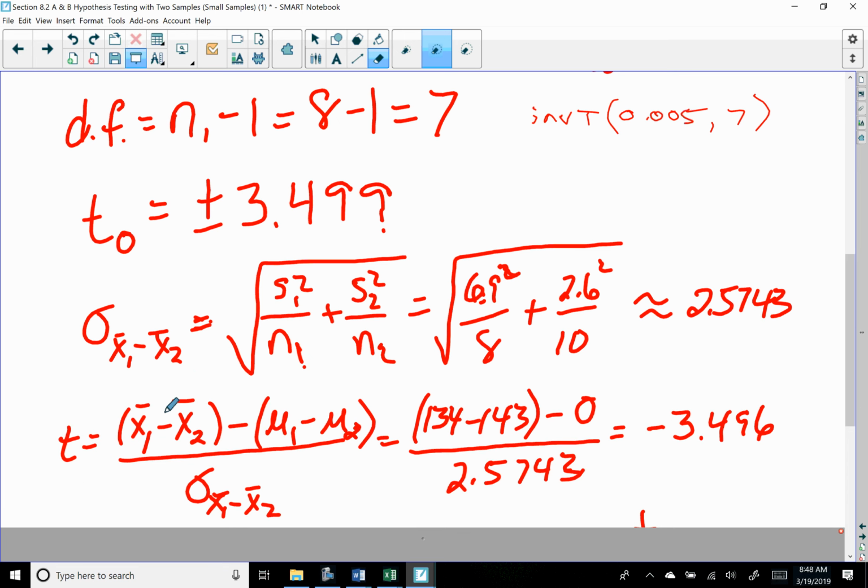So t is equal to x bar 1 minus x bar 2, in this case 134 minus 143, minus the difference in the population means, 0, divided by the standard error, 2.5743, which gives me a standardized test statistic t of negative 3.496.